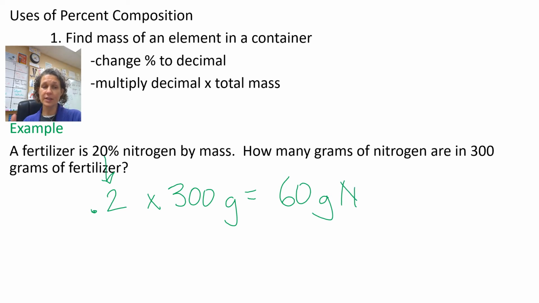So if in my hand I have 300 grams of fertilizer, if I could separate it all out, pick out all of the individual elements, when I weighed out the nitrogen pile that I had picked out, it would be 60 grams.